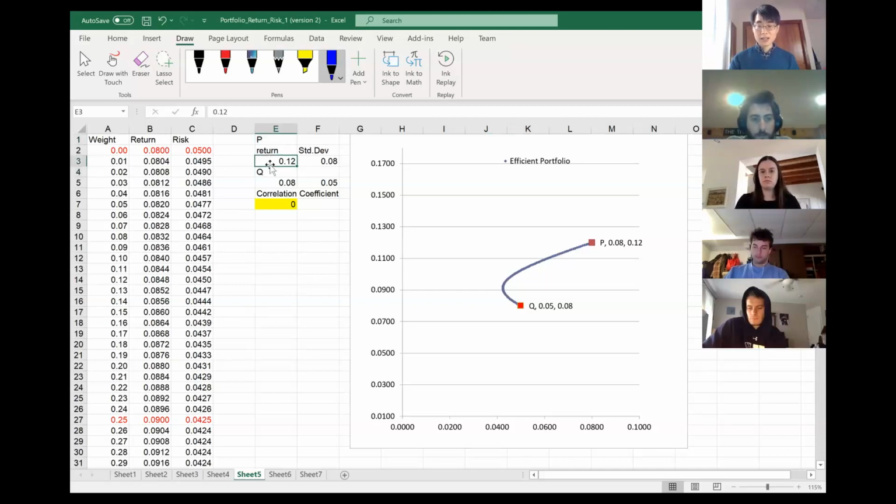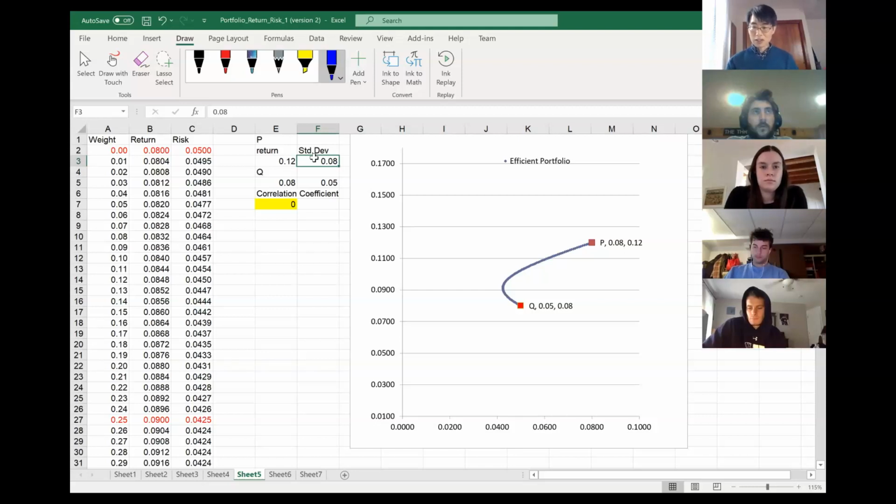So P is an asset that has 12% return and 8% standard deviation. Okay, and Q is an asset that has 8% return and 5% standard deviation. So Q is an asset that is safer, but has a low return. P is an asset that has high return, but higher risk than the asset Q.